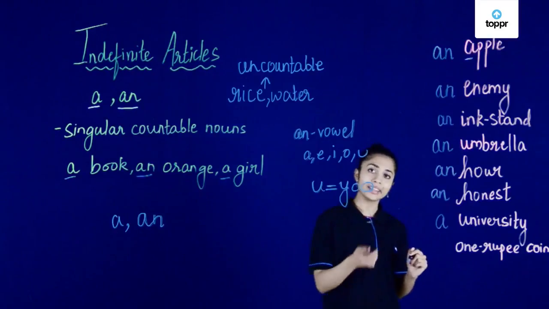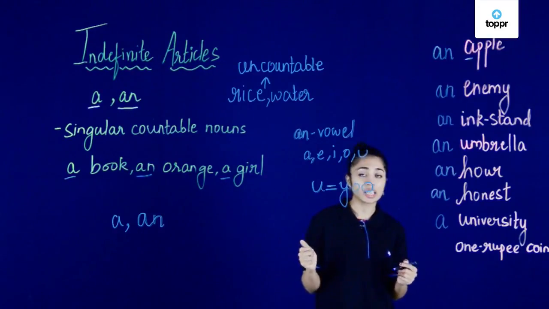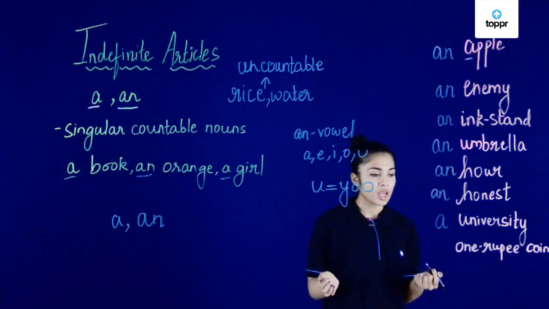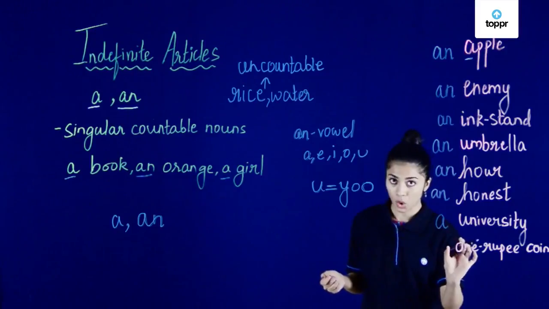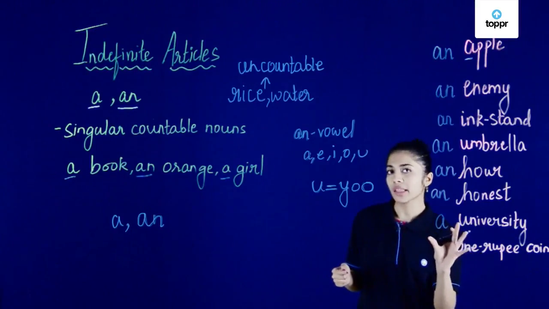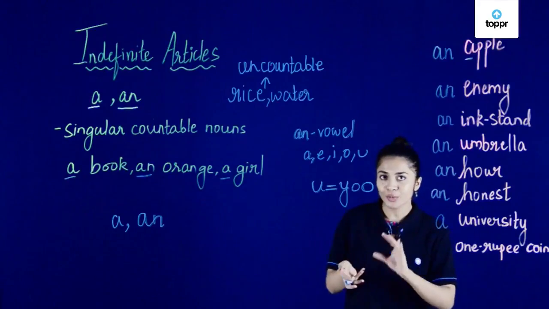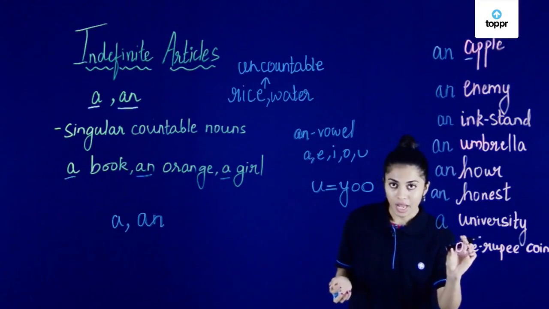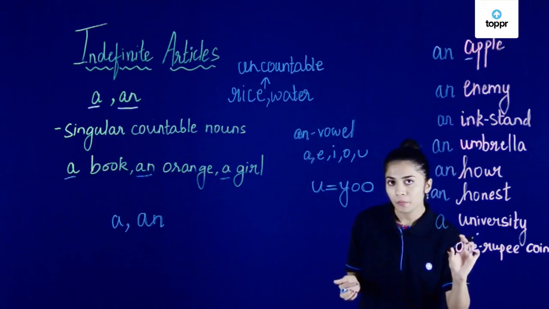Let's take a look at the next example, which is 1 rupee coin. My grandpa gave me a 1 rupee coin. Now, 1 rupee coin, the word 1 starts with O. O is a vowel letter, but I'm very sure that you all must have gotten the drill by now. It starts with a vowel letter, but does it make a vowel sound?